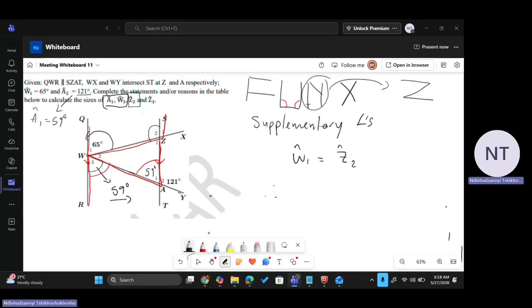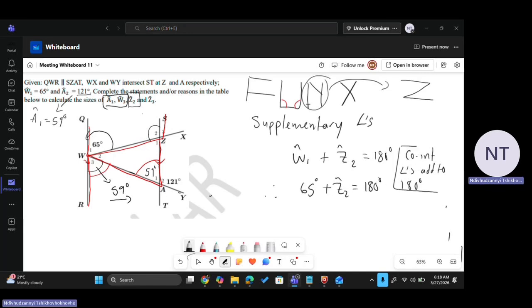So we're going to say angle W1 is equals to angle Z2. Not equals to, what am I doing? So I'm going to say angle W1 plus angle Z2 is equals to 180 degrees. Your reason is going to say co-interior angles add up to 180 degrees. Then we solve. Do we have W1? Yes, W1 is 65 plus Z2 equals to 180 degrees.